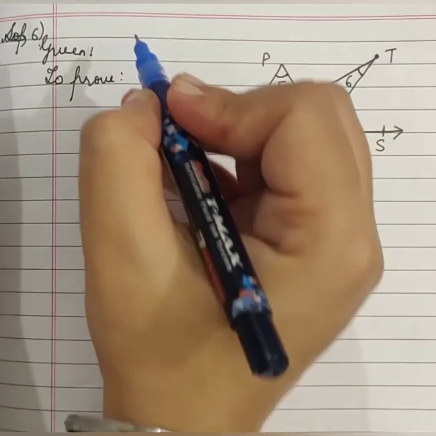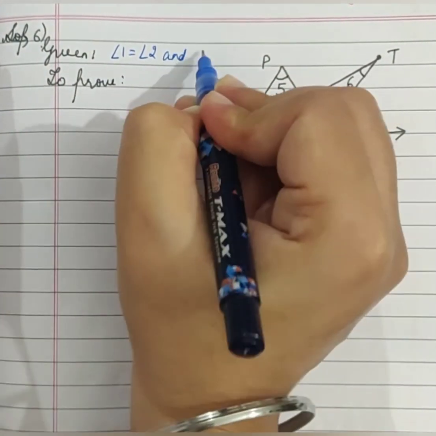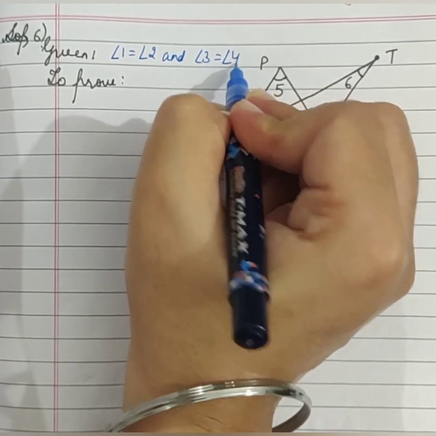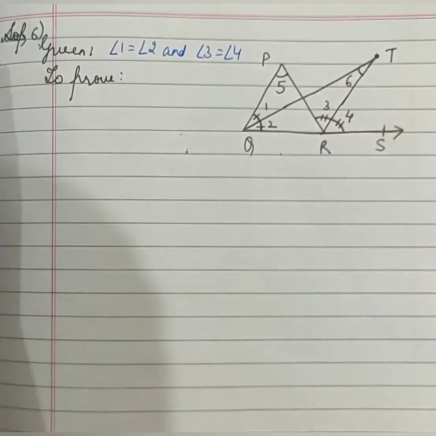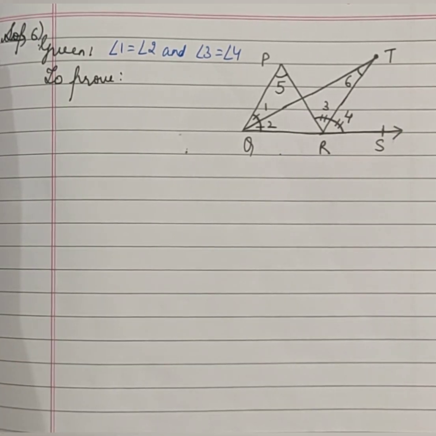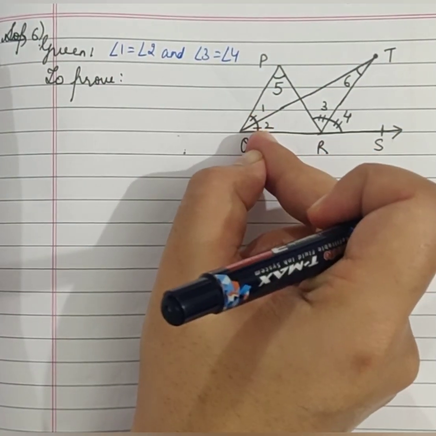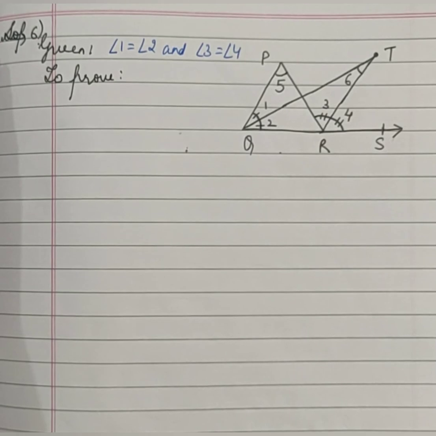We'll write the given first. Given is angle 1 is equal to angle 2 and angle 3 is equal to angle 4. No need to write the entire statements, that QT and RT are the bisectors of angle PQR and PRS. It's not required. You can mention in short what is given: angle 1 is equal to angle 2 and angle 3 is equal to angle 4.